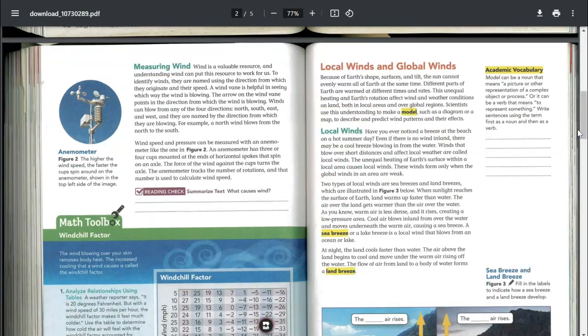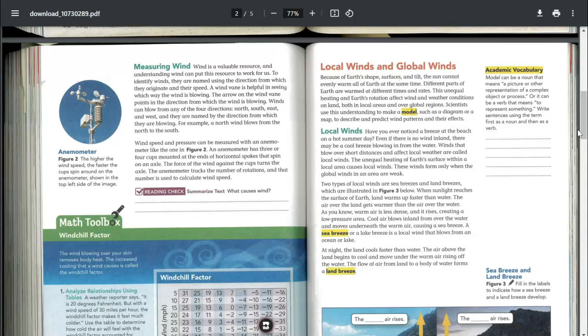Measuring wind. Wind is a valuable resource, and understanding wind can put this resource to work for us. To identify winds, they are named using the direction from which they originate and their speed. A wind vane is helpful in seeing which way the wind is blowing. The arrow in the wind vane points in the direction from which the wind is blowing.